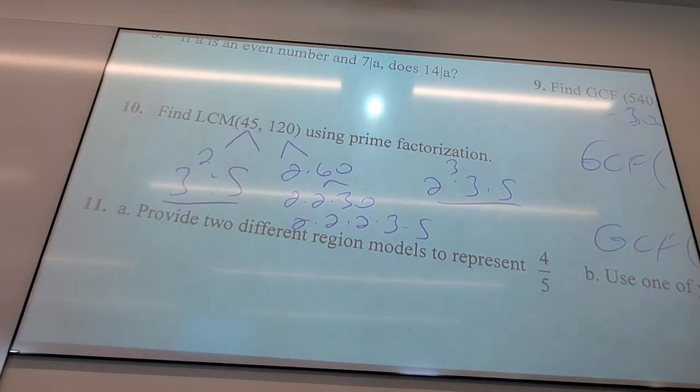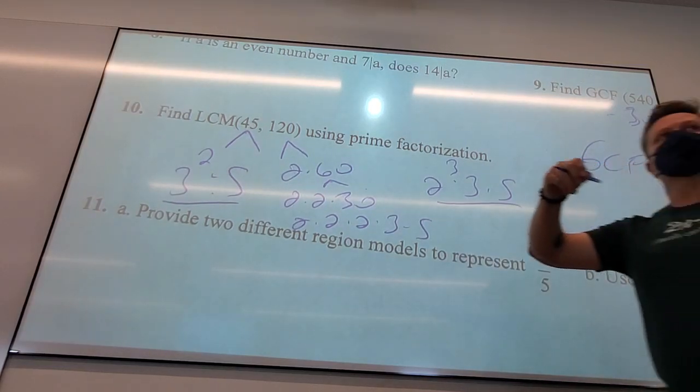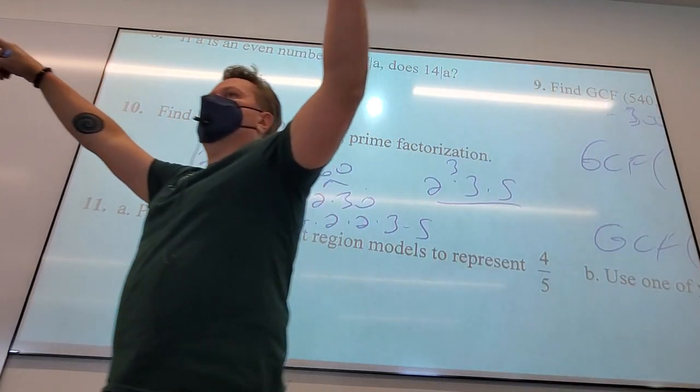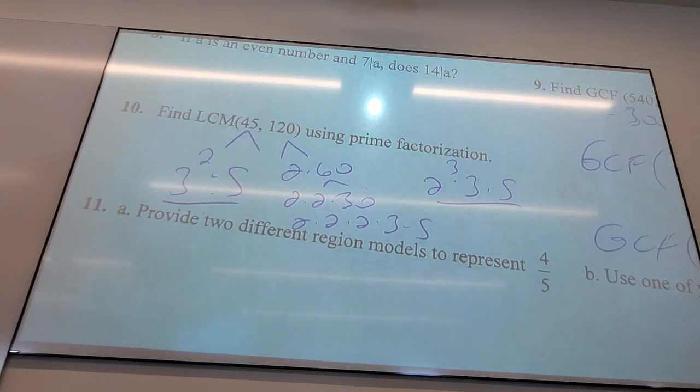Now, does anyone remember how to build the LCM from those two pieces? Is it all of it? Like you give the one side what it doesn't have. Yes, sort of. So here, if I'm going to build the LCM, I take the highest power of each thing I see. If I do GCF using prime factorization, it's the lowest power on each thing I see.